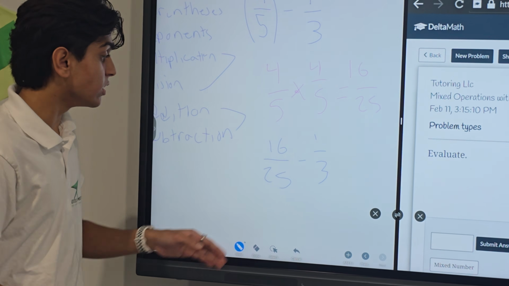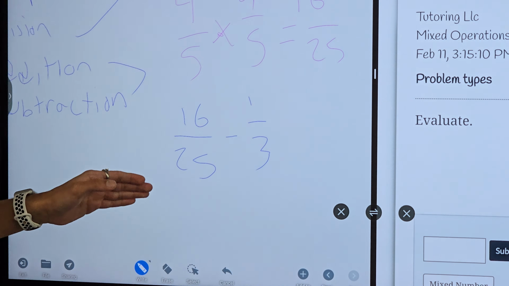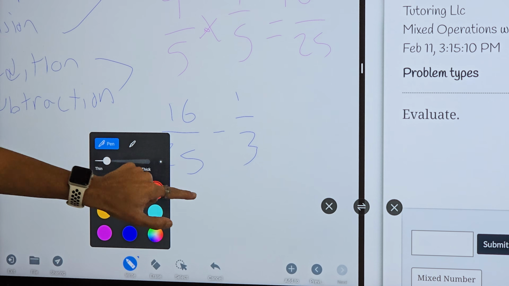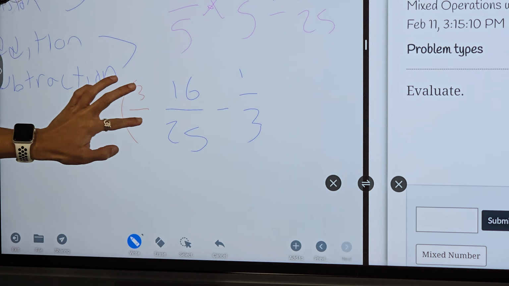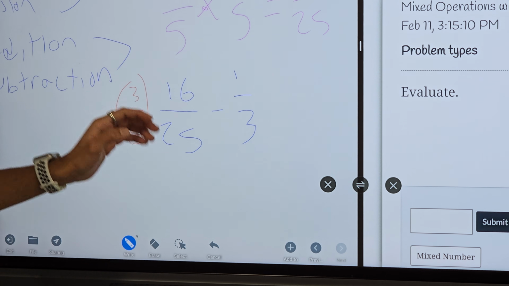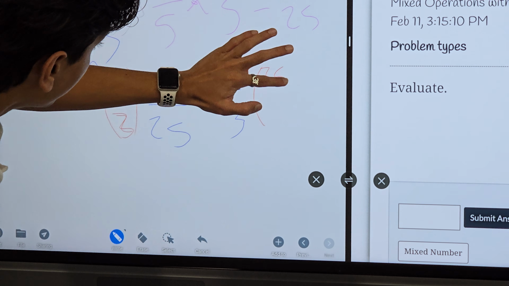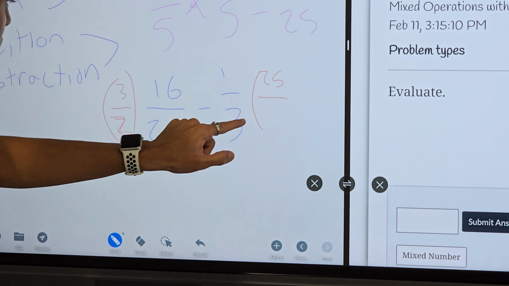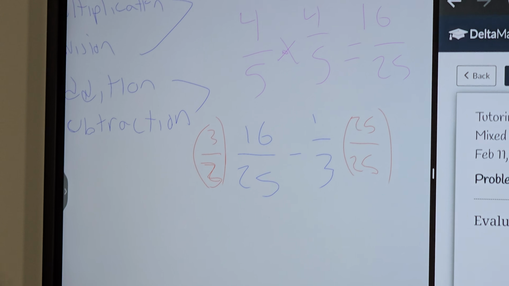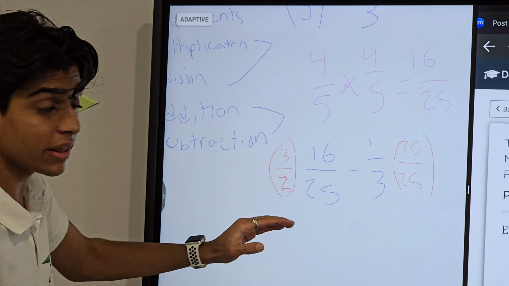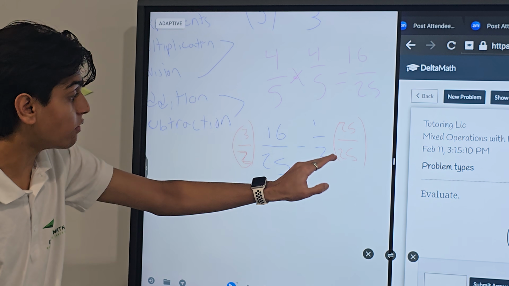Now a way to do this is taking the denominator of one number and multiplying it to the numerator and denominator of the other. So for this, we could get the 3 from the denominator over here and multiply it to the 16 and the 25 on this side, and then take the 25 from the denominator over here and multiply it to the numerator 1 and the denominator 3 on this side. We want to make the fractions equivalent, so we multiply the numerator and denominator by the same number. Hence why it's 3 over 3 over here and 25 over 25 over here.